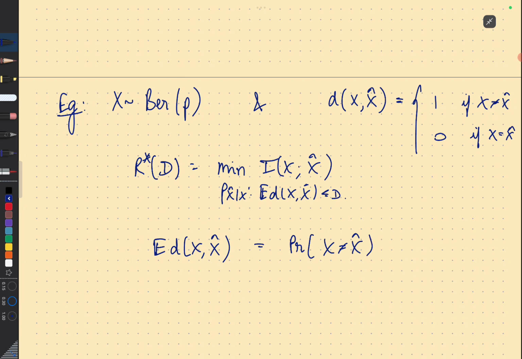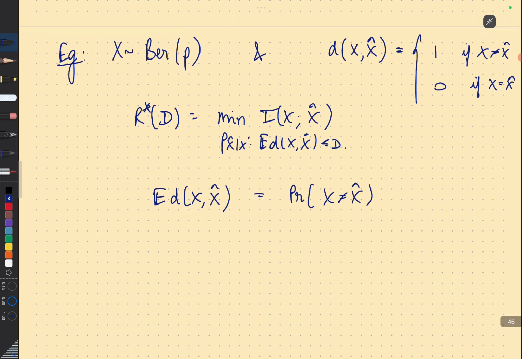You can't really say that it is 2p into 1 minus p, because remember that you don't know the relationship between x and x hat. They could be arbitrarily jointly correlated with each other. All you know is that x is Bernoulli P. X hat need not be Bernoulli P. It could follow some other distribution. It could be Bernoulli some Q. All right, the marginal. And the joint distribution could also be something more complicated. But nevertheless, the expectation of d(x, x hat) is equal to the probability that x is not equal to x hat.